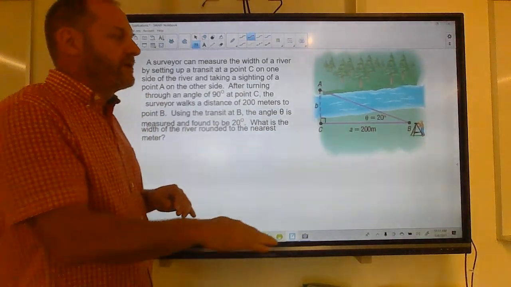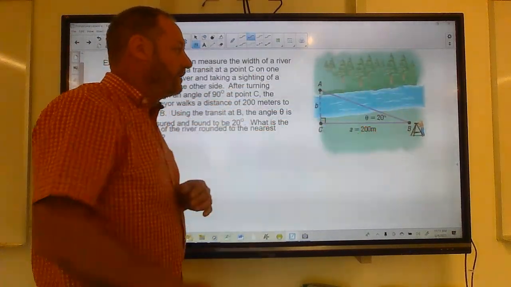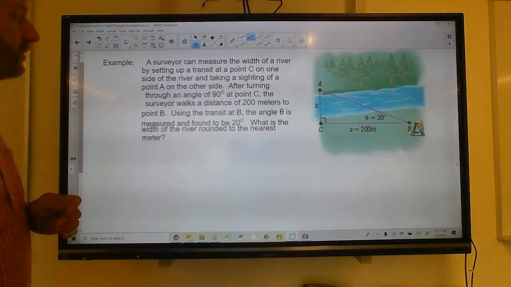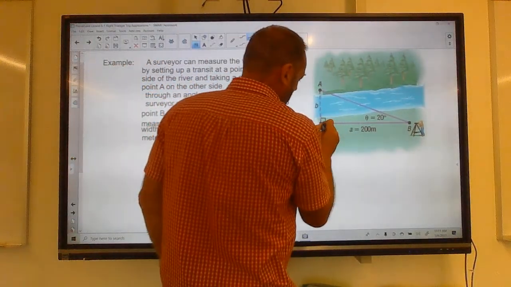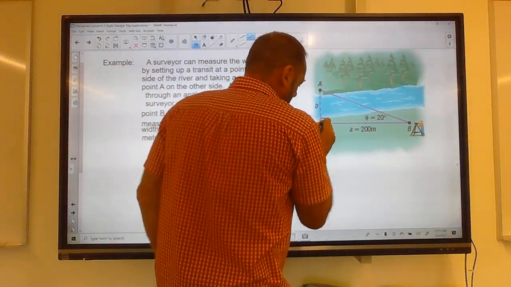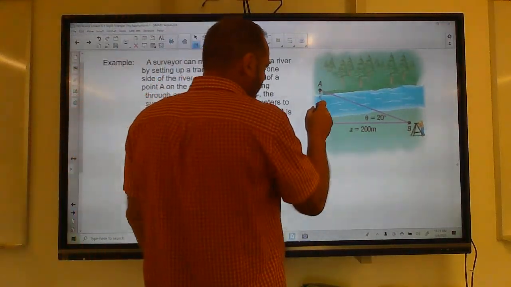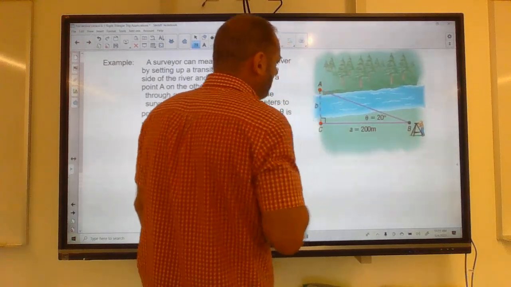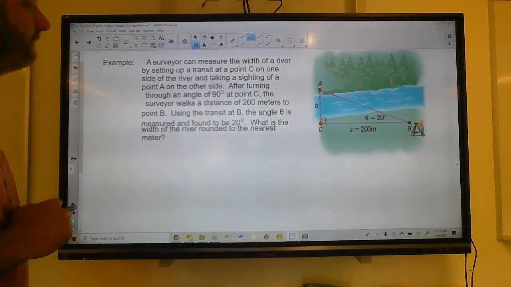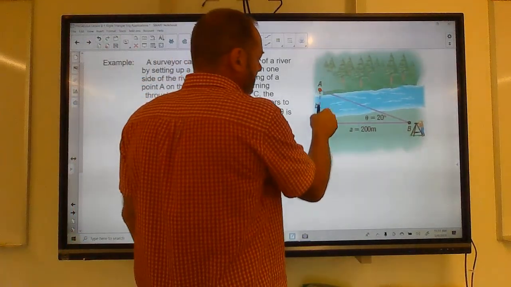And what it does, it measures angles this way, and it measures angles this way. So he sets up right here at point C, and he locates an object across the river here. Let's say it's a rock or something, or it could be a bush or a tree or whatever. And so he wants to calculate the distance across the river.